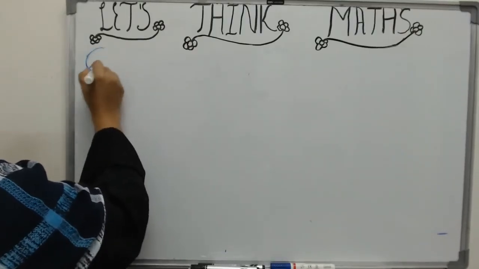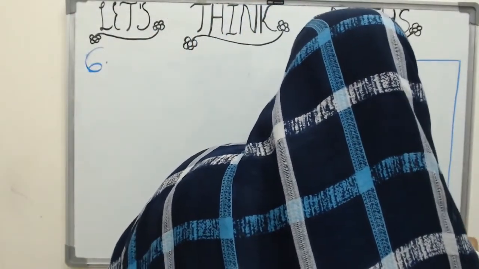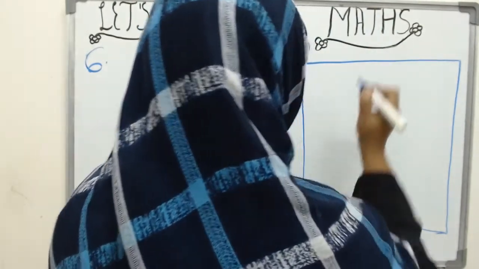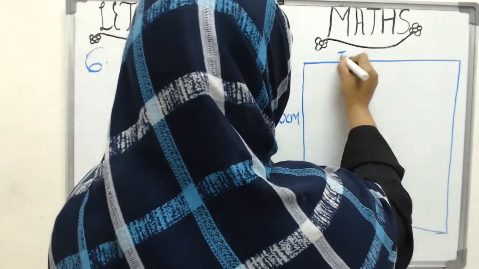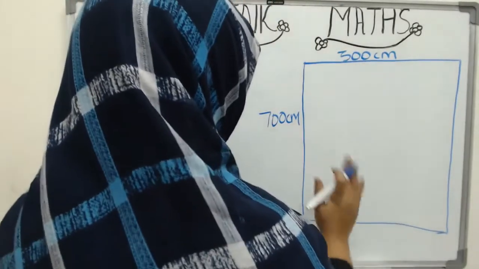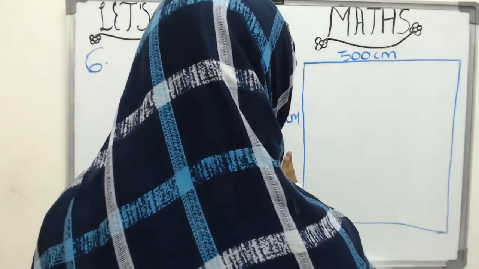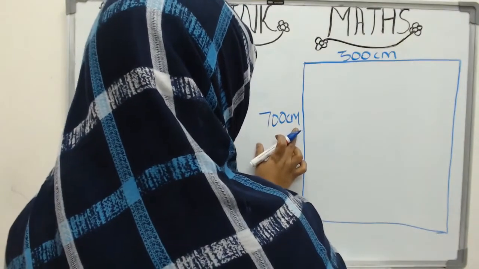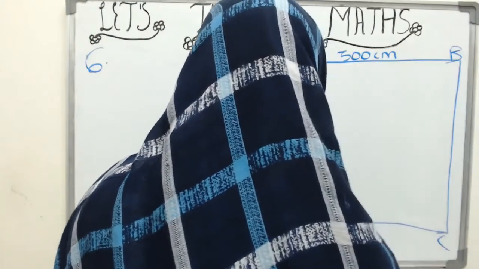Now we come to the 6th question. What do we have? We have a beautiful field. And what are the dimensions of the field? It is 700 centimeter and 500 centimeter, right? And in the middle of that we have 2 roads, one parallel to this side and the other parallel to this side. I will name it ABCD, right? So this is the field.